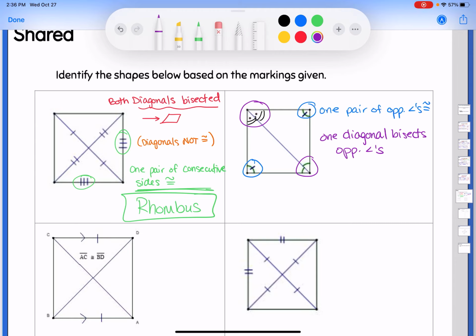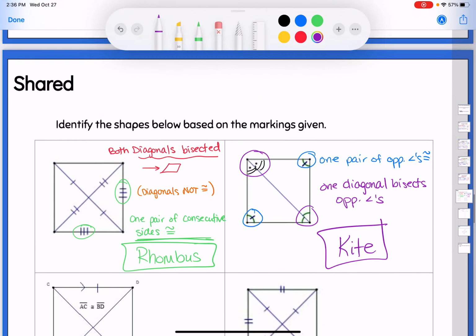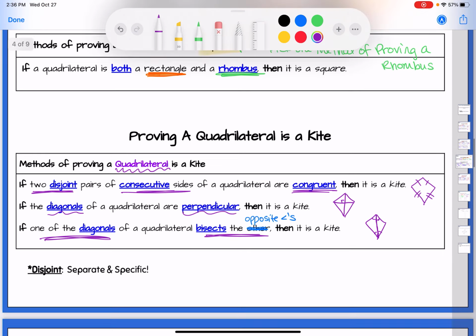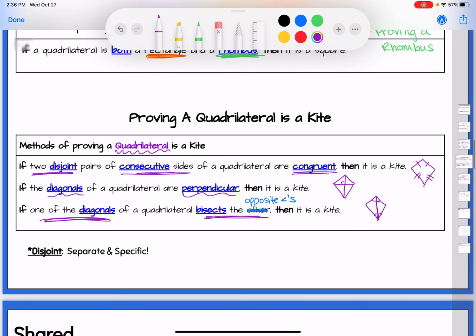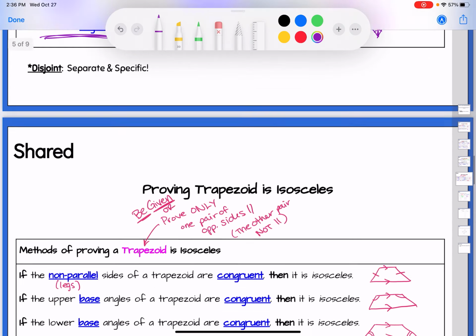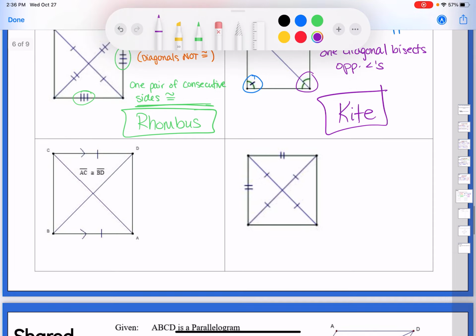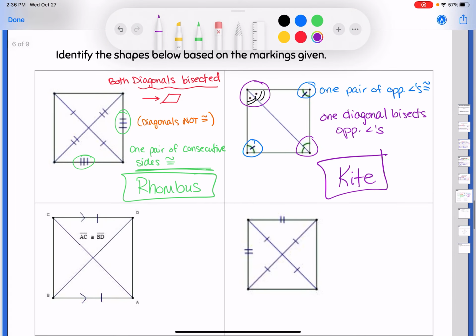But with both of them, which is the only shape where I have one pair of opposite angles congruent and one diagonal bisecting? That would be a kite. And we could go back and look at our list, right? So proving something is a kite, I have one of the diagonals bisecting the opposite angles, and I have one pair of opposite angles congruent. That would be a kite.